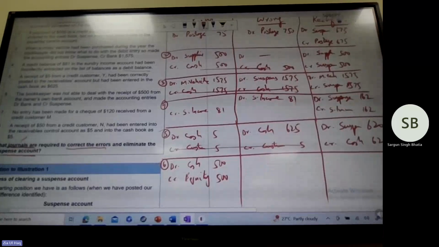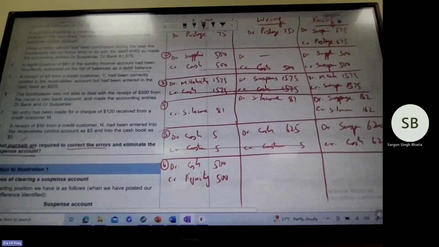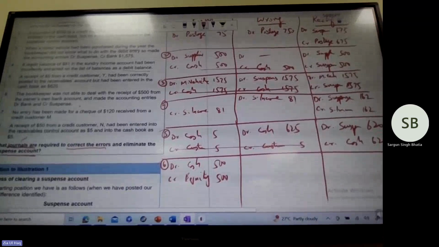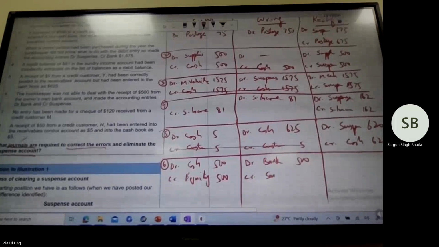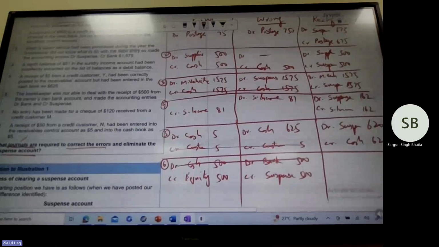So the bookkeeper was not able to deal with the receipt of 500 from the owner's own bank account, meaning from his personal bank account we are taking 500. And he made the accounting entries debit bank and credit suspense. He has recorded the entry debit cash or bank with 500 and credit suspense account with 500. This has been correctly recorded.